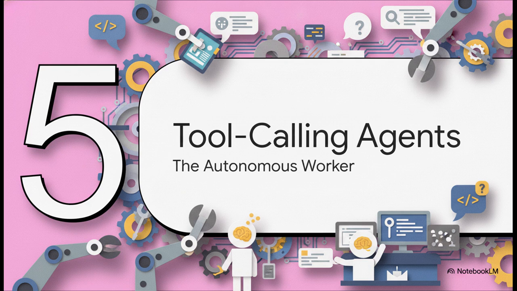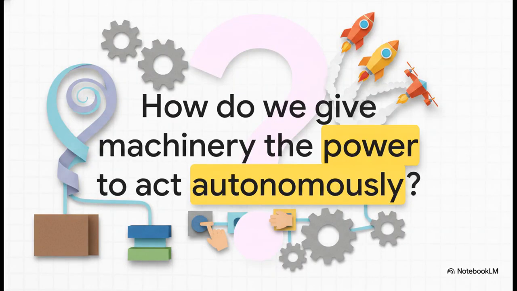And that brings us to Section 5, Building Tool Calling Agents, the Autonomous Worker. This is the most advanced station on the line. We've built the foundation, processed the data, formatted the outputs, and added memory. But a chatbot still just sits there waiting for you to talk to it. So how do we give this passive machinery the power to act autonomously and actually do the work for us?